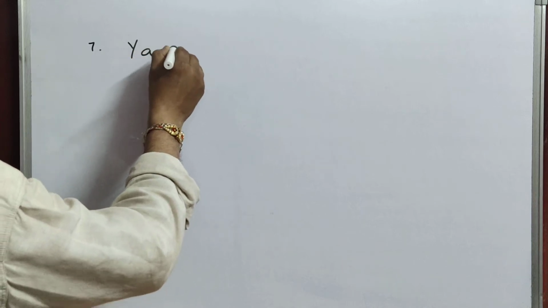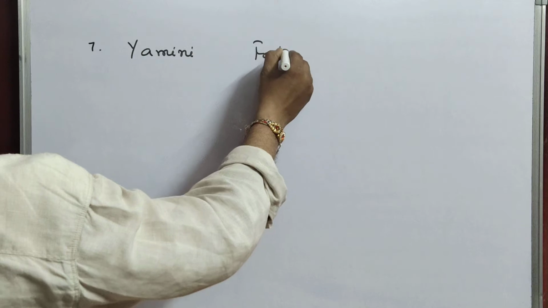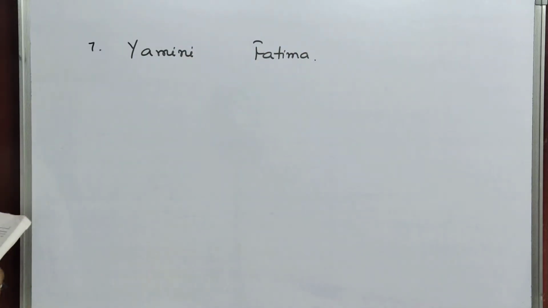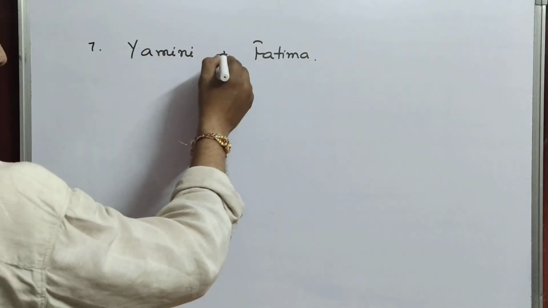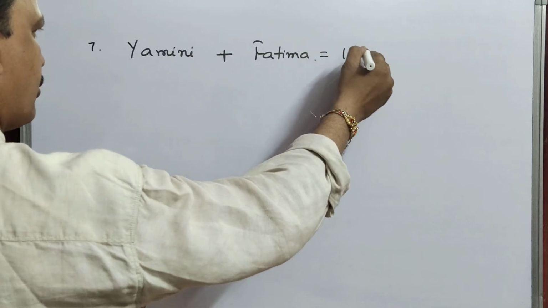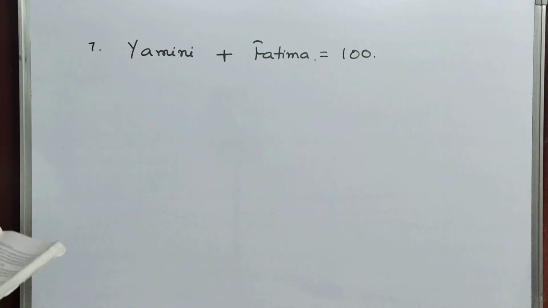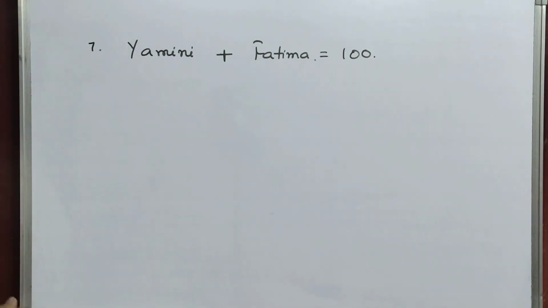Amina and Fatima. There are two children here. They are studying in class 9th. Together, that means Amina plus Fatima, both together contributed 100 rupees. Now, how to write this as a linear equation?